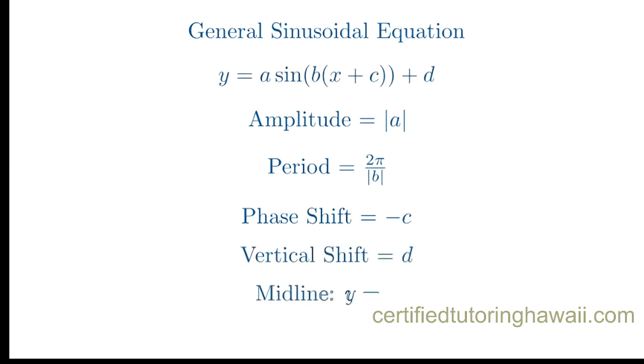Finally, the parameter D gives us the vertical shift, which is the vertical translation. It also defines the new midline of the function, which is the line y equals d. By understanding these four parameters, you can describe the graph of any sinusoidal function, no matter how complex the equation looks. Let's work through an example to see how to apply these rules. This will give you a clear, step-by-step process.